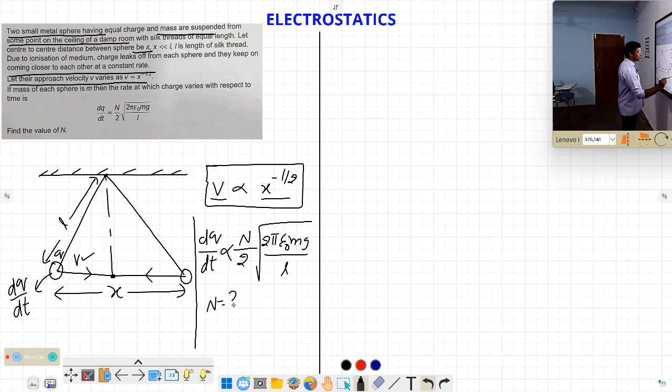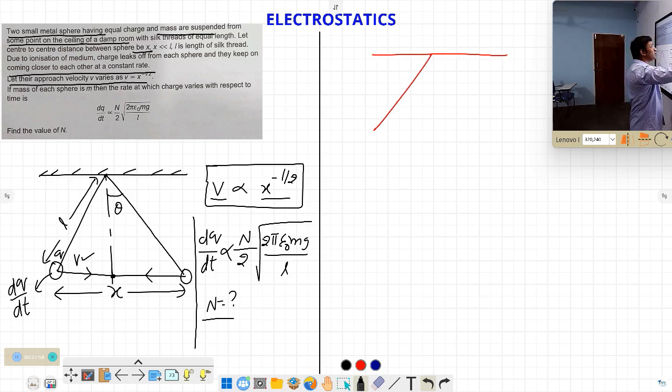N is equal to how much? To find the n value, first you have to understand the concept here. What is the concept here? Both spheres are separated by a certain angle. In this equilibrium condition, each makes angle theta with respect to the vertical. So x is the distance from the main position. I will draw the diagram once again so that we can understand easily. This is the way the two spheres are separated.